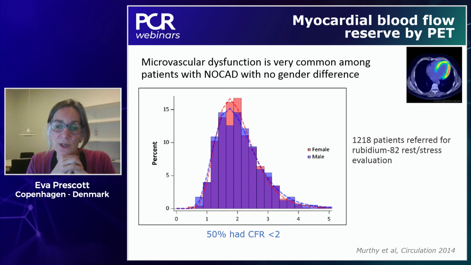He looked here at more than 1,000 patients with no obstructive coronary artery disease, and two points could be made from this: that it's very common to have microvascular dysfunction, with 50% having a coronary flow reserve below 2. And also, we often say that this is a disease of the women, but he found that you see the same distribution of coronary microvascular dysfunction in men and women. So it's probably just as common in men as it is in women.